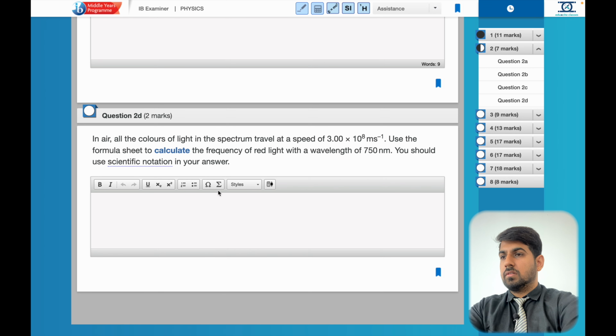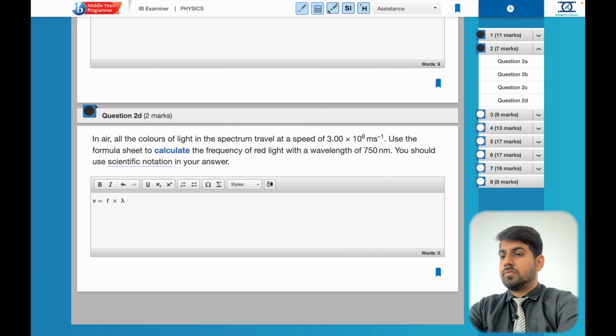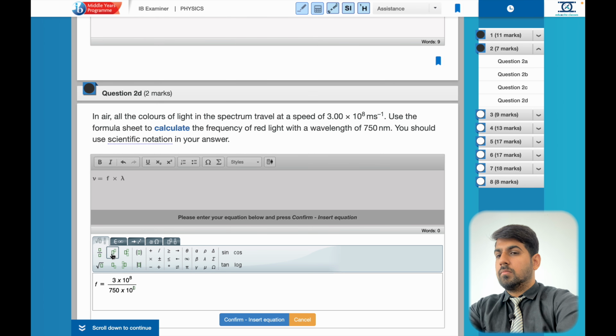Okay, so I can write down v is equal to f times lambda. So this is the equation. We have to find out the frequency, so frequency will be equal to, now you can write down the speed, 3 into 10 raised to power 8 divided by 750 into 10 raised to power minus 9.